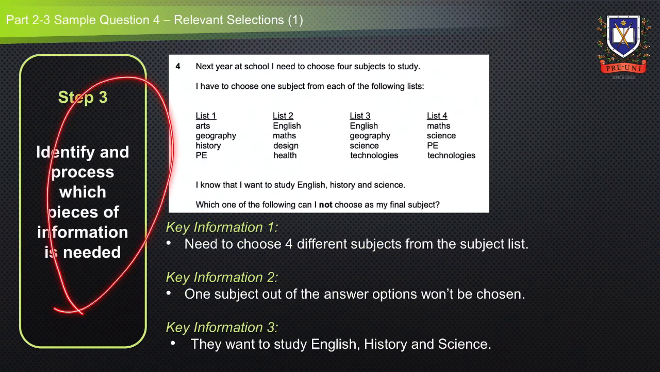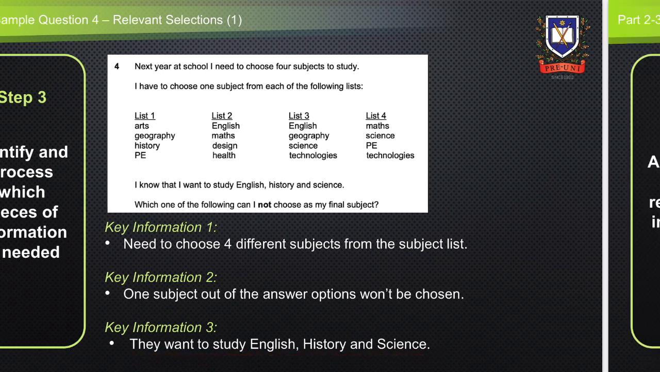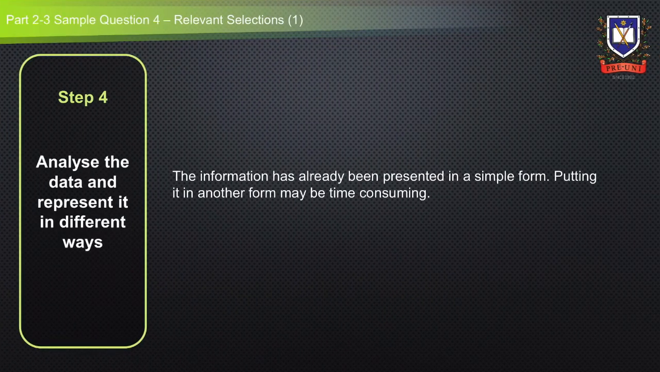Next is to identify and process which pieces of information are needed. From this question, there are 3 key pieces of information. Key information 1 is that we need to choose 4 different subjects from the subject lists. Key information 2 is that one subject out of the answer options won't be chosen. Key information 3 is that they want to study English, history, and science. Step 4 is to analyze the data and represent it in different ways. In this question, the information has been presented in a simple form. Putting it in another form may be time-consuming.